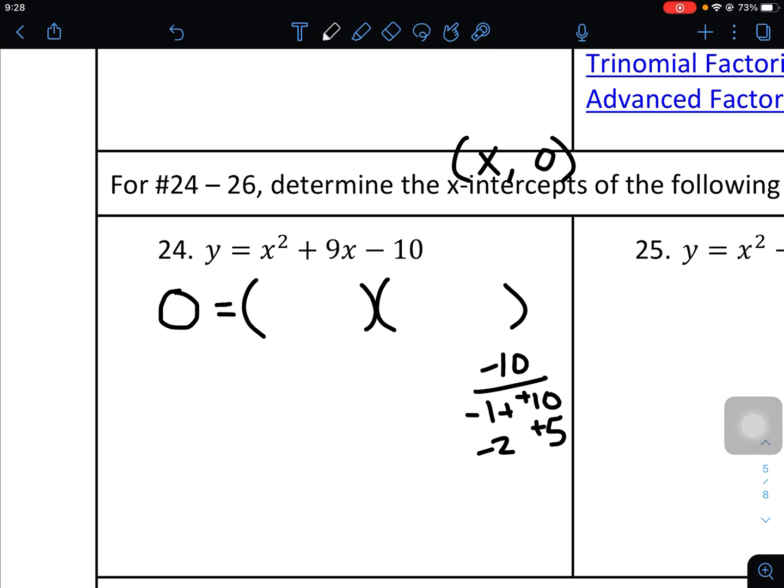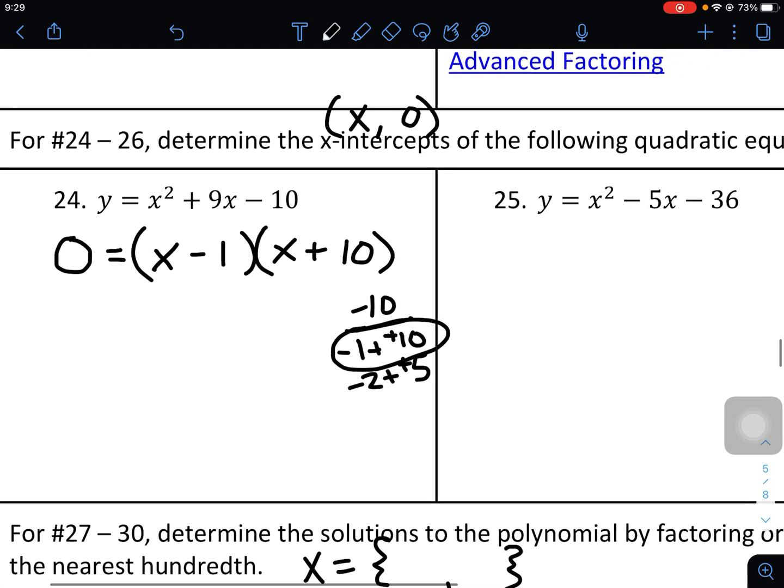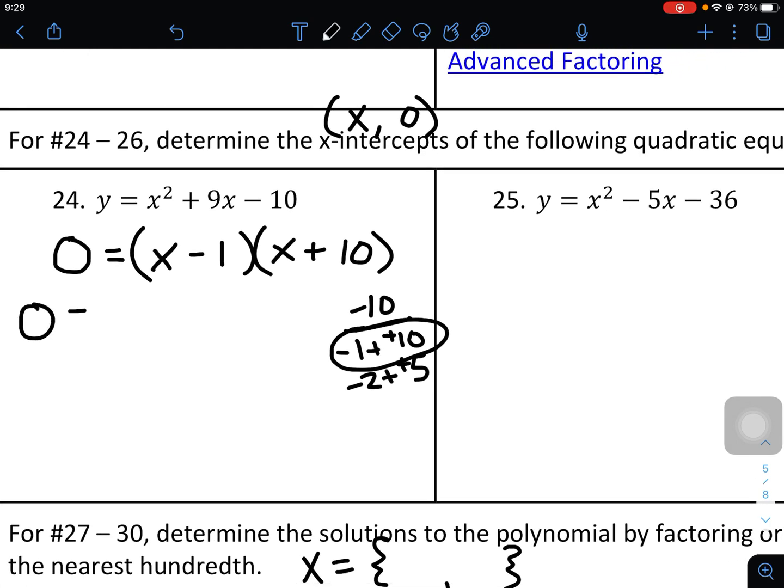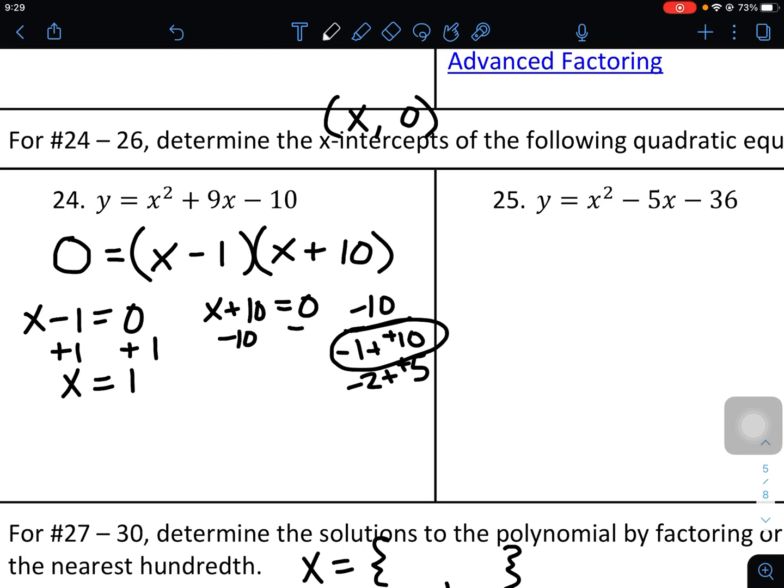So which pair adds up to 9? We're going to choose that -1 and that positive 10. So when I factor, I look like this: x minus 1, x plus 10. And then I am actually going to solve. So the first thing you're going to do is set both of your factors equal to 0 and solve. X minus 1 tells me that x equals positive 1. And my factor x plus 10, when I subtract 10 from both sides, tells me that x equals -10.